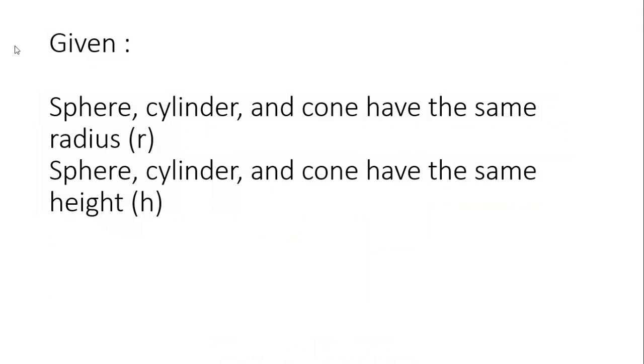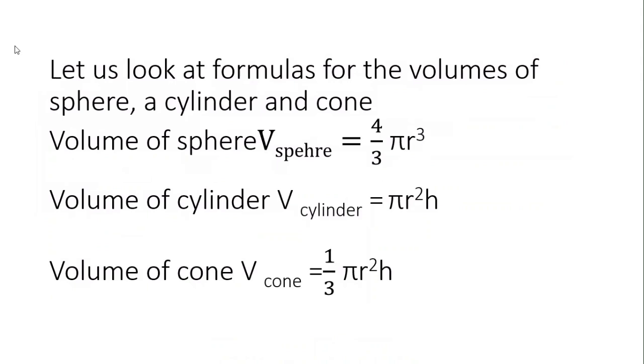Now, when we look at the formulas for the volumes of a sphere, a cylinder, and a cone, we know them. We have already learned them. Volume of a sphere is nothing but 4 by 3 pi r cube, where r is the radius of the sphere. Volume of the cylinder is nothing but pi r square h, where h is the height of the cylinder. And volume of the cone is nothing but 1 by 3 pi r square h, where r is the radius of the cone and h is the height of the cone.